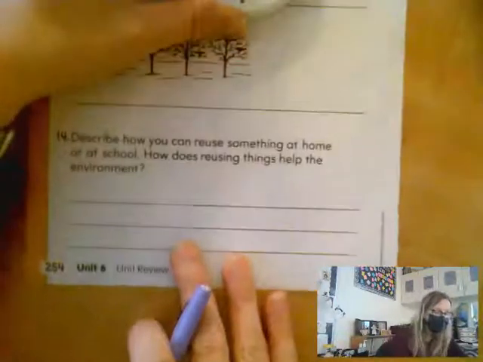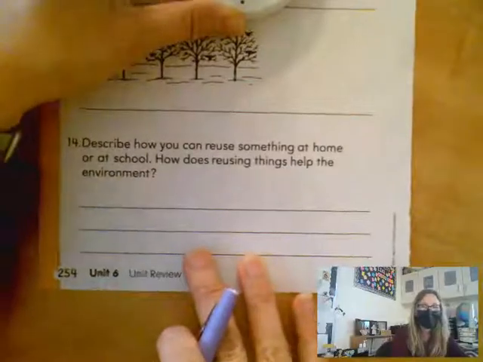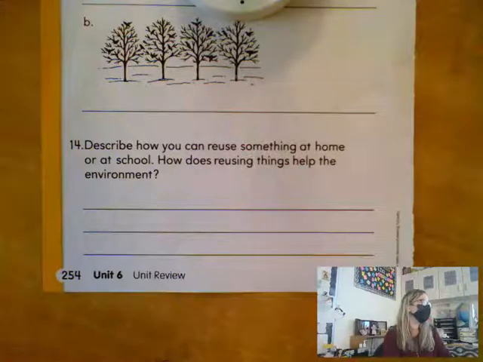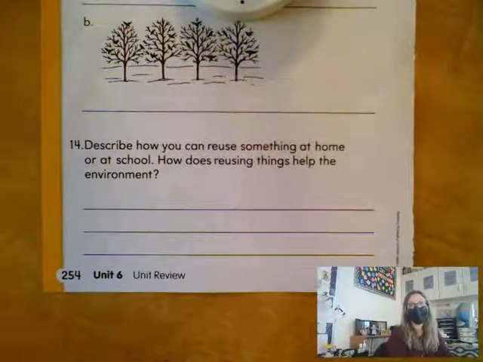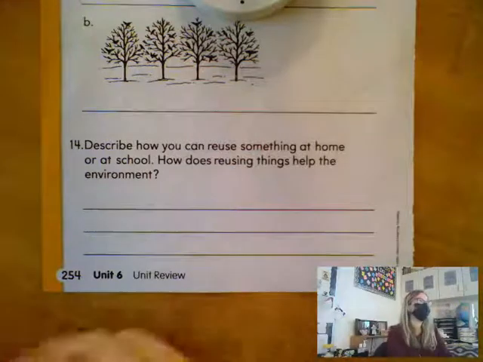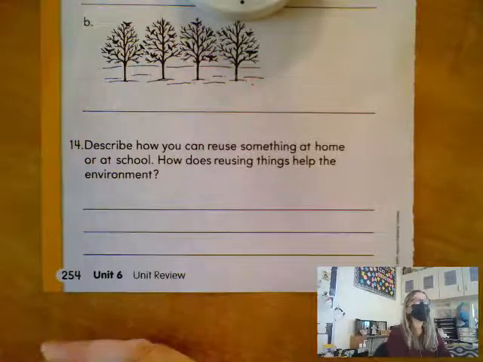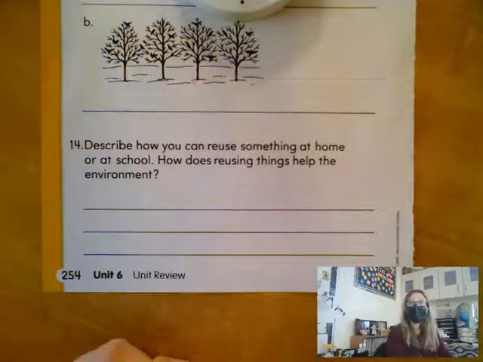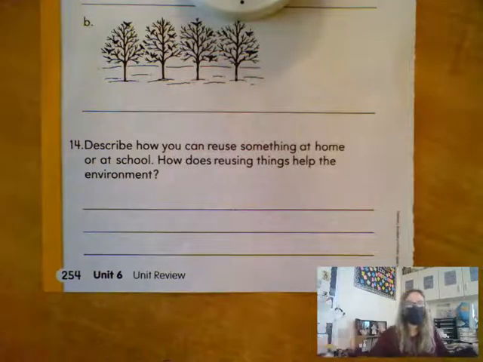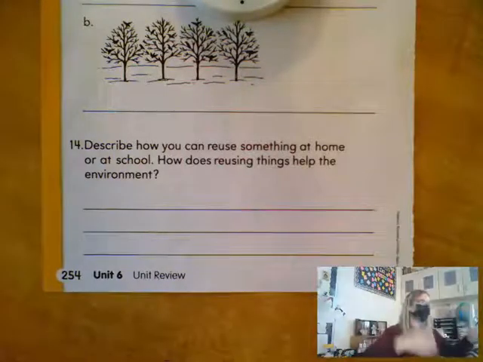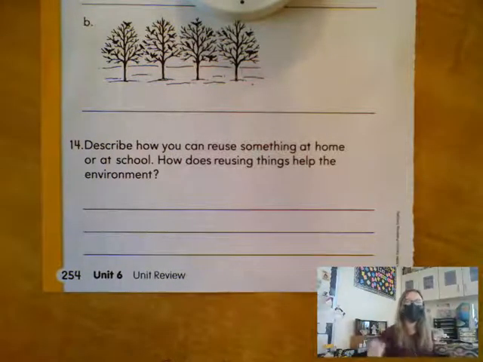Now down at the bottom it says, describe how you can reuse something at school or at home. How does reusing things help the environment? Well, I could reuse a can as a pencil holder. I could reuse a milk carton as a bird feeder. I could reuse a shopping bag, right? When you go to the grocery store and you get all those bags, don't throw them away, save them and reuse them. Oh, I got to bring my snow gear to school. Guess what? I'll put it in a bag. I'll reuse the bag. That's awesome.